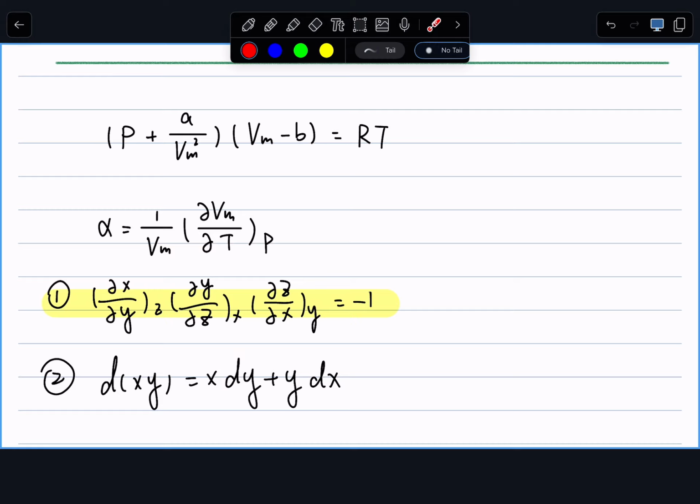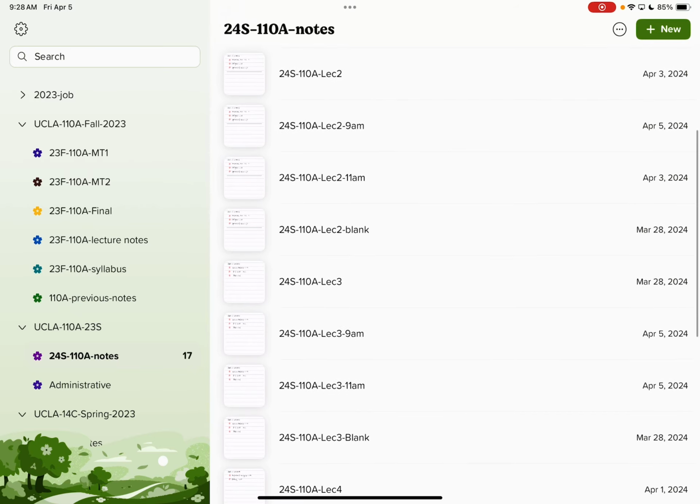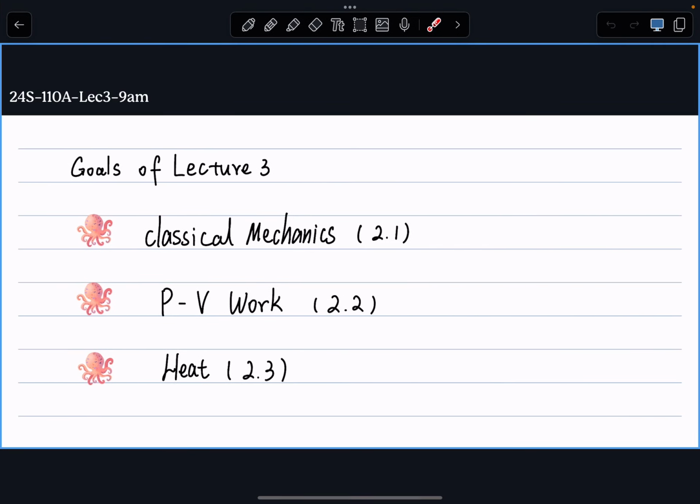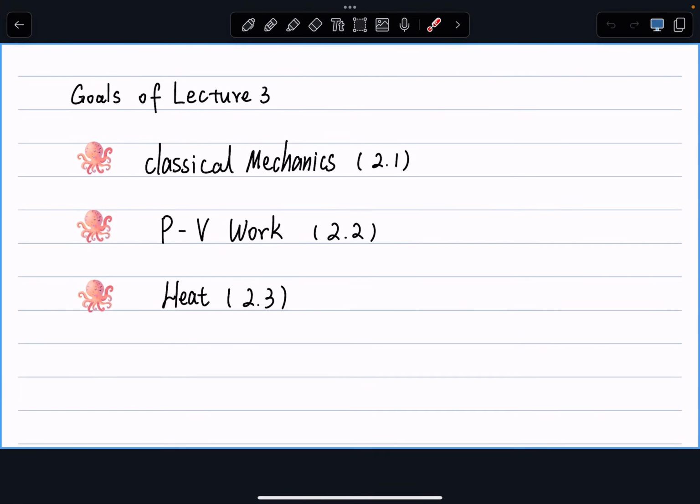Okay, if we don't have any questions, we're ready to move on to our next lecture, which is chapter 2. So we'll only talk about the beginning of chapter 2 in this lecture. We'll catch up and talk about the laws of thermodynamics, or the first law of thermodynamics, in next week's lecture. So let's get started for today.